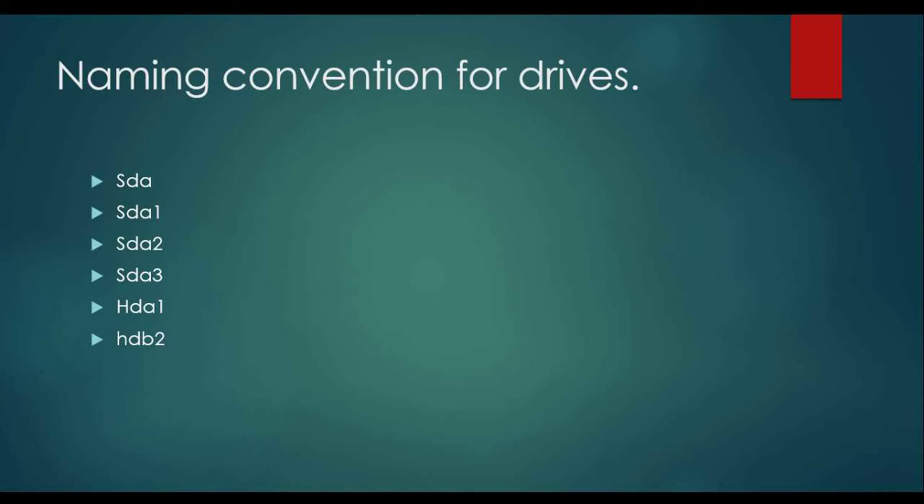In this case, SDA is the first SCSI connected disk that I have, and SDA1 is the first partition on that disk. SDA2 would be the second partition on disk SDA, and SDA3 would be the third partition on SDA. And then the same for HDA1, which would be the first partition on HDA, and HDB2 would be the second partition on HDB.